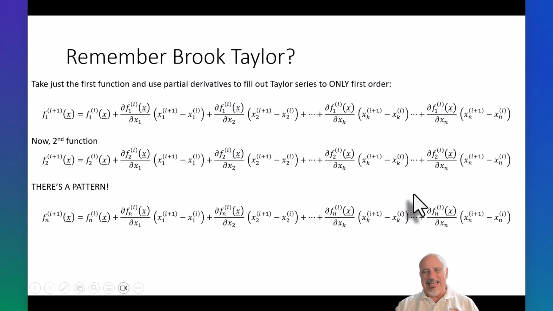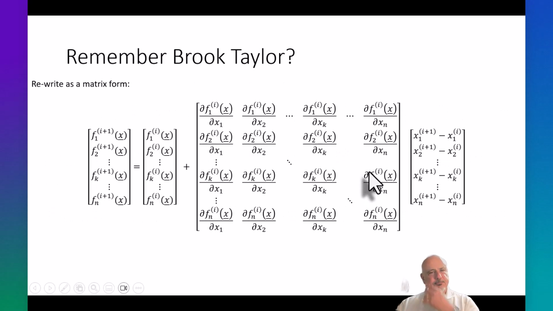I go all the way to n, right? So I've got all the functions. I'm going to say there's n functions, and I've got n x variables. Okay, and then I'm going to rewrite it in matrix form. I'm going to have my current functions, all of my current functions, created as a column vector. And that's my ith iteration.